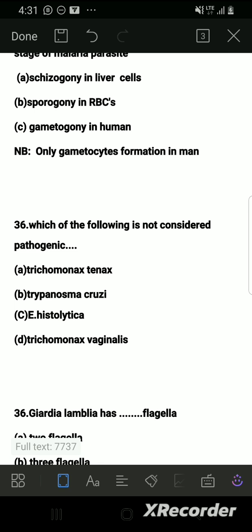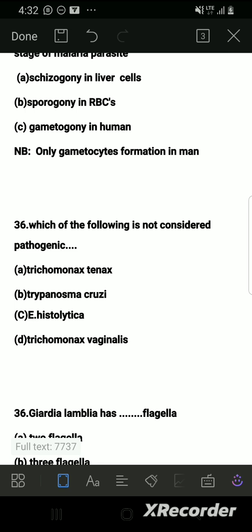Then E. histolytica is also a pathogenic parasite because it causes amebiasis. Then Trypanosoma cruzi causes trypanosomiasis. Then what about Trichomonas tenax?